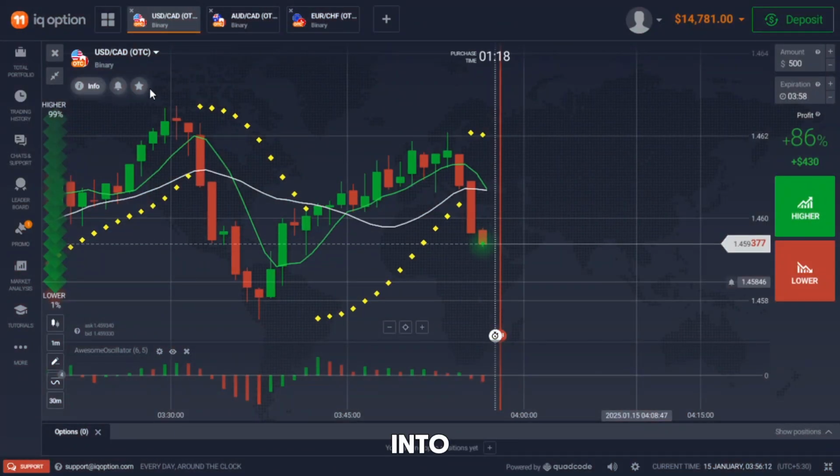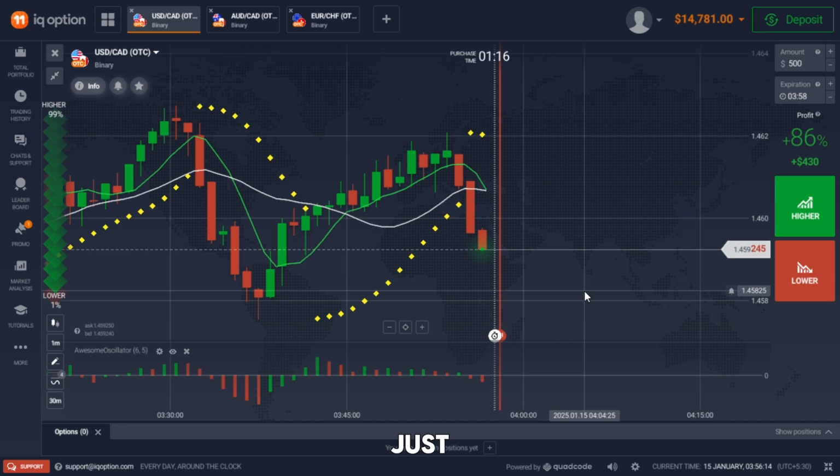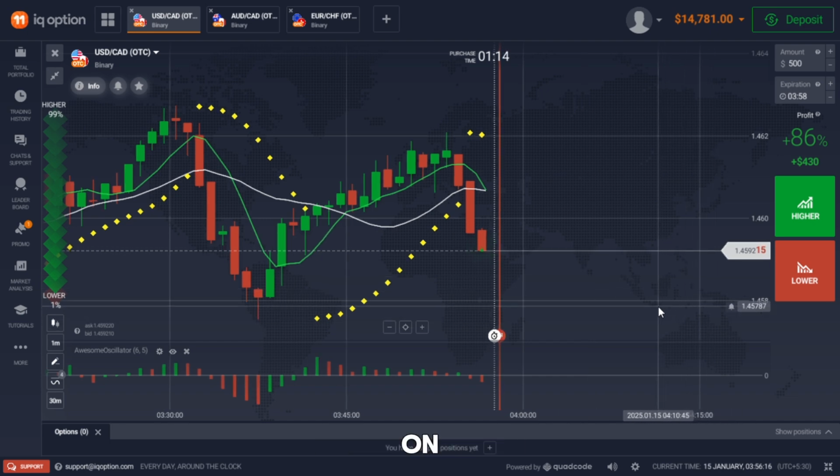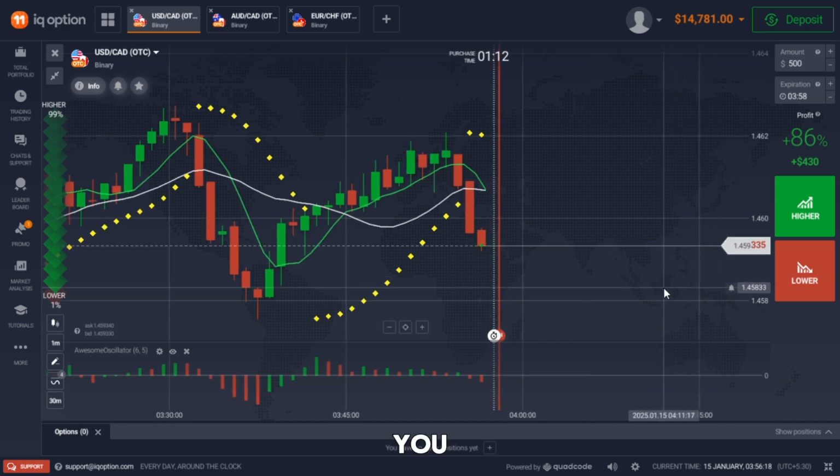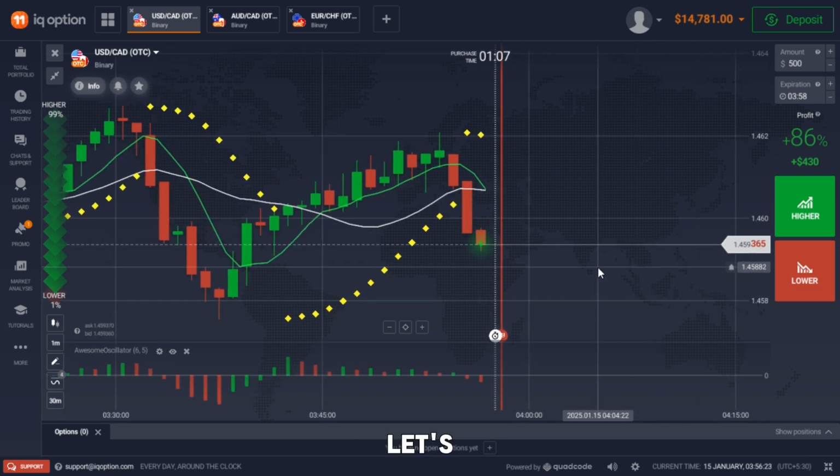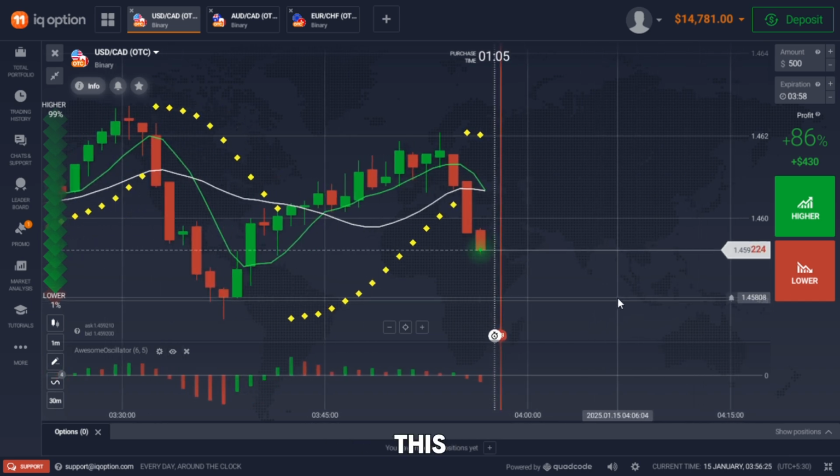Now, let's put it into action on my IQ option. Just a heads up, I'm demonstrating this on my demo account, and I recommend you practice it on your demo account first as well. Okay. Now let's open a trade in IQ option using this strategy.